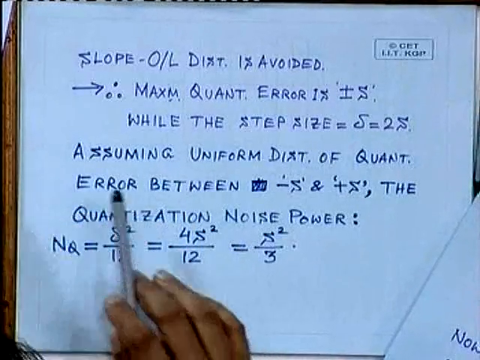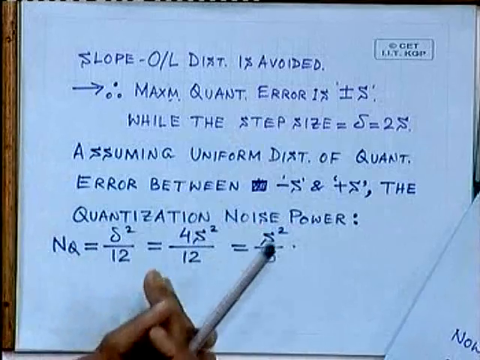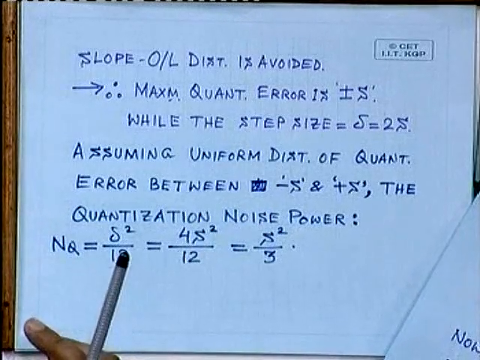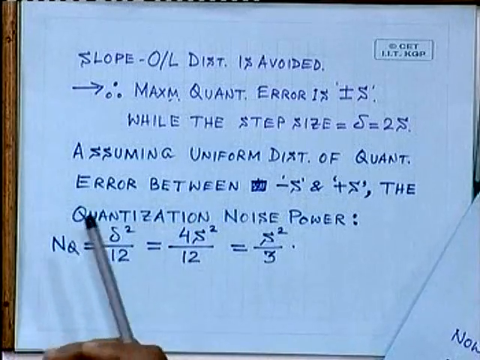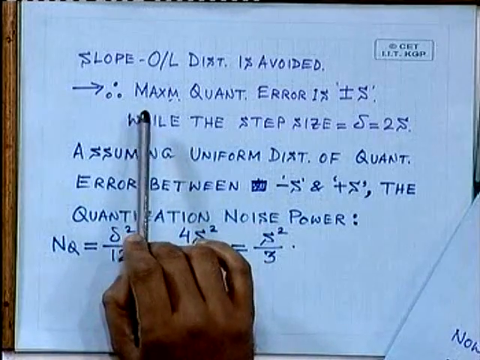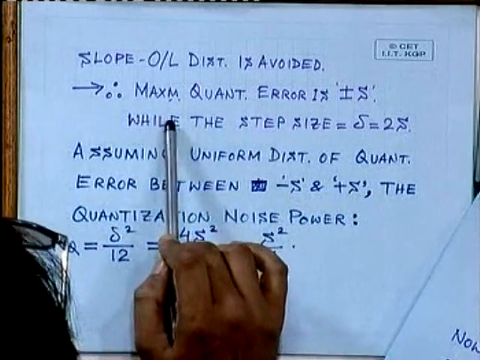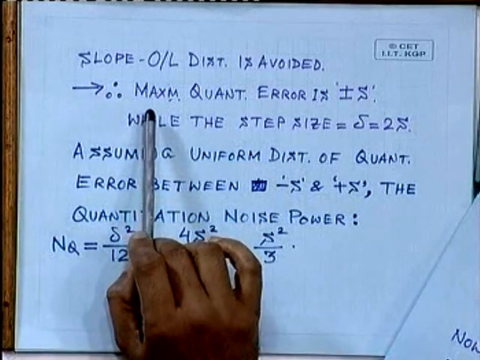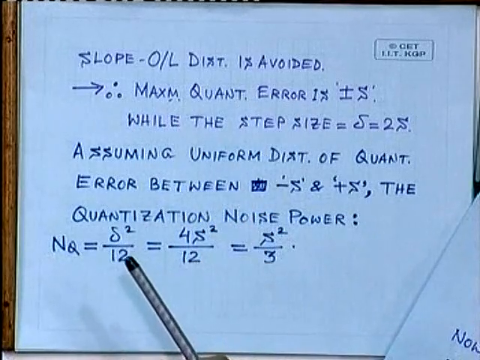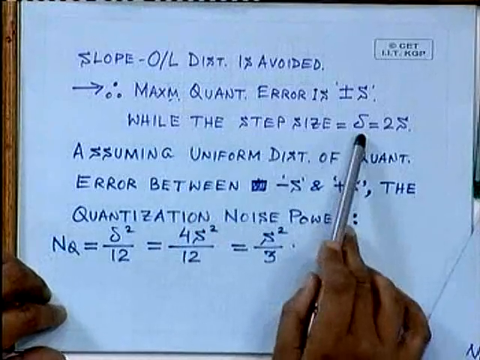So we can say that slope overload distortion is avoided for the step size twice of s, or delta, as per that inequality, and then what is left is the quantization error or the effect of granular noise. So I can say that the maximum quantization error now is restricted to plus minus s. Am I correct? When there is no slope overload problem, the quantization error will vary between plus s and minus s. And let us remember that the step size is twice of s.